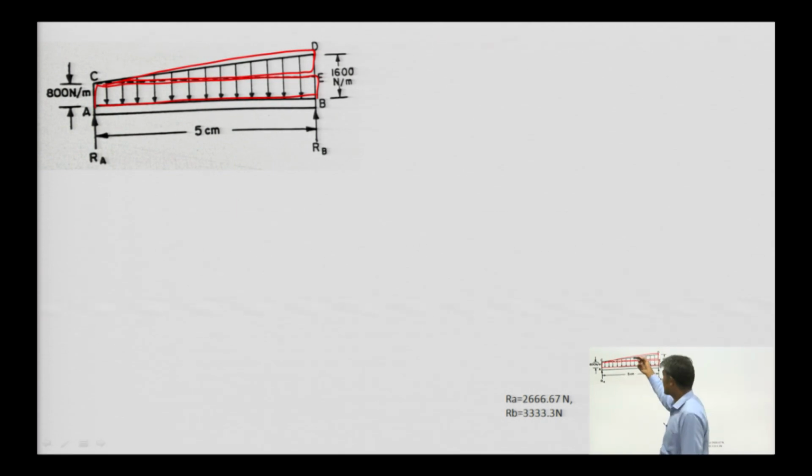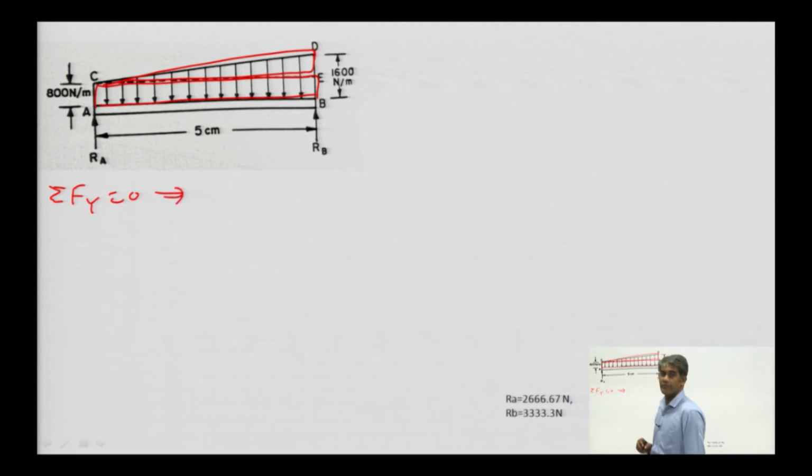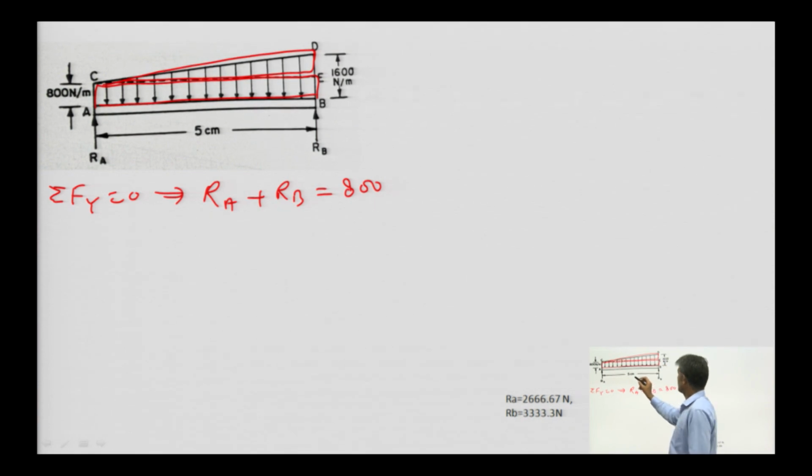Since all the forces are acting downward, there is no need to resolve any force. So, apply the equilibrium equation first of all. Sigma Fy equals 0. By applying this equation, we will get RA plus RB is equal to, I am writing directly, 800 into 5 centimeter, which means 0.05.